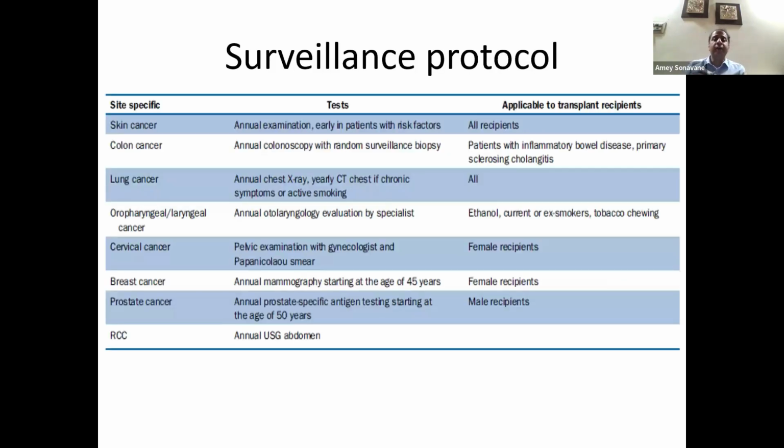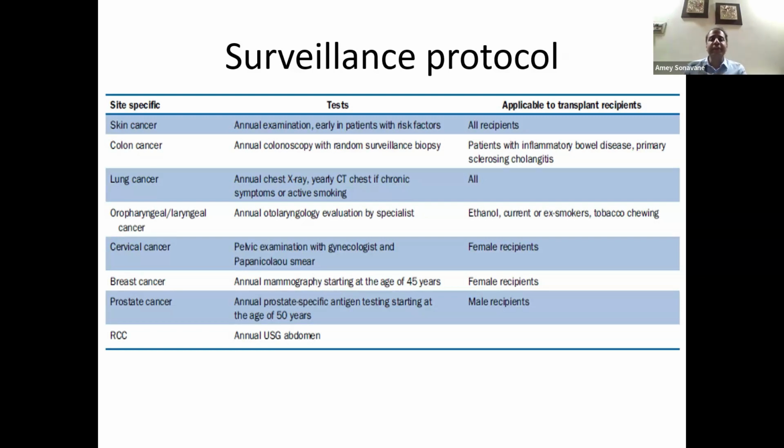How do we do this? Look at an annual skin examination, especially of those patients who belong to the American as well as the European origin. They have more chance of developing skin cancers. If the reason for a transplant was PSC, or if the patient had a previous history of ulcerative colitis, then you should do an annual colonoscopy to look at colorectal cancers. Do an annual chest X-ray or a yearly CT scan, especially if patients are having cough or are actively smoking, to look for lung cancers.